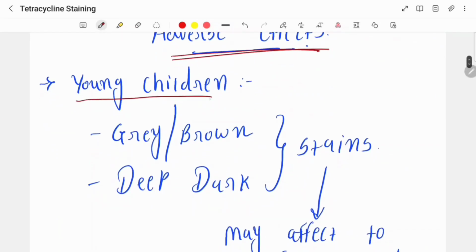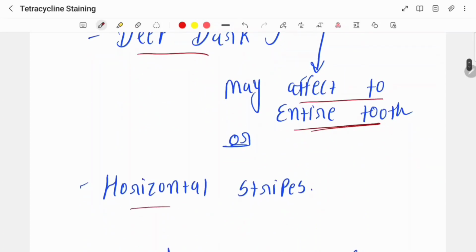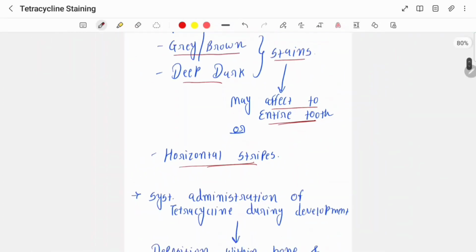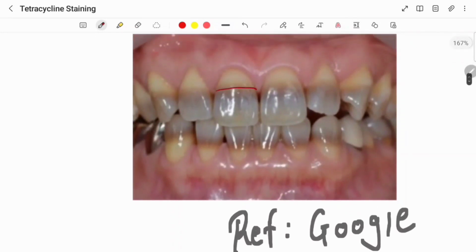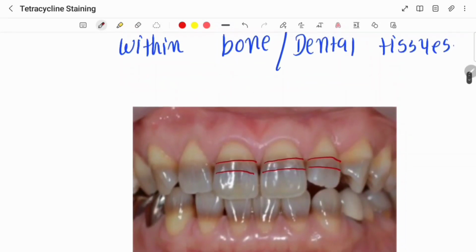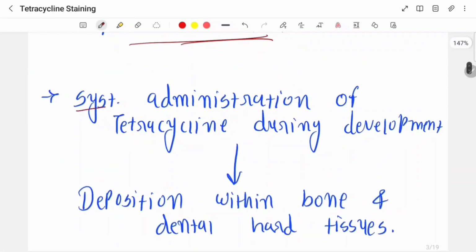In young children, it can cause grey or brown, deep dark stains that may affect the entire tooth or occur as a pattern of horizontal strips. So, in this image, you can see grey color dark stains in a horizontal manner present on the entire teeth because of tetracycline.